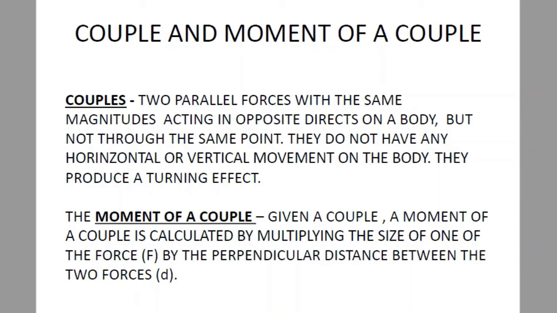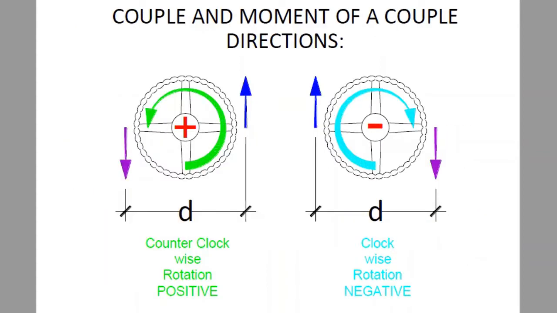You will also see that a moment of a couple is calculated by multiplying the size of one of the forces F by the perpendicular distance between the two forces. If you will recall, we also saw that couples and moments of a couple have specific directions. If they are turning counterclockwise, they will have a positive rotation. And if they are turning clockwise, they will have a negative rotation.